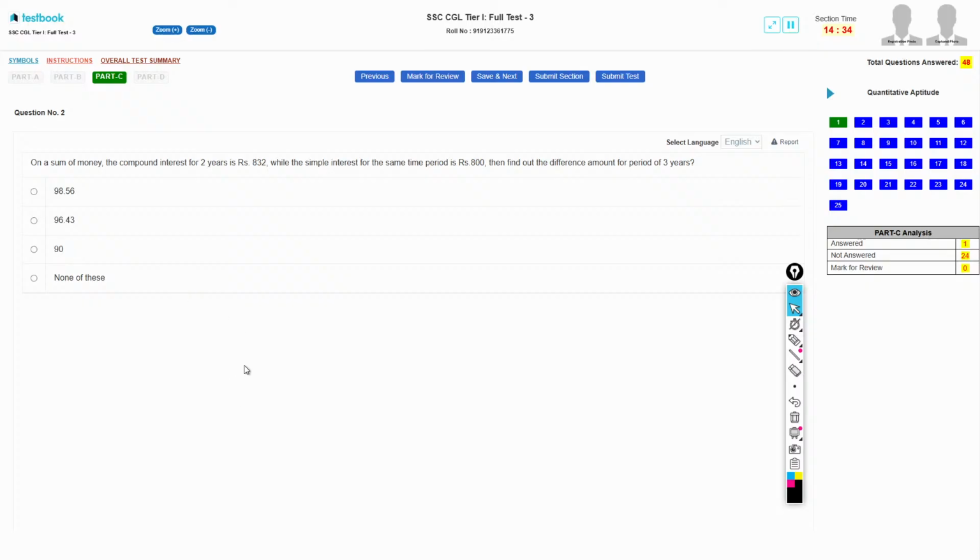On a sum of money, the compound interest in 2 years is given, while the simple interest of the same is given. So 32, 800. So 8%. Find the difference amount for a period of 3 years between compound and simple interest, right? So 8%. So 832.